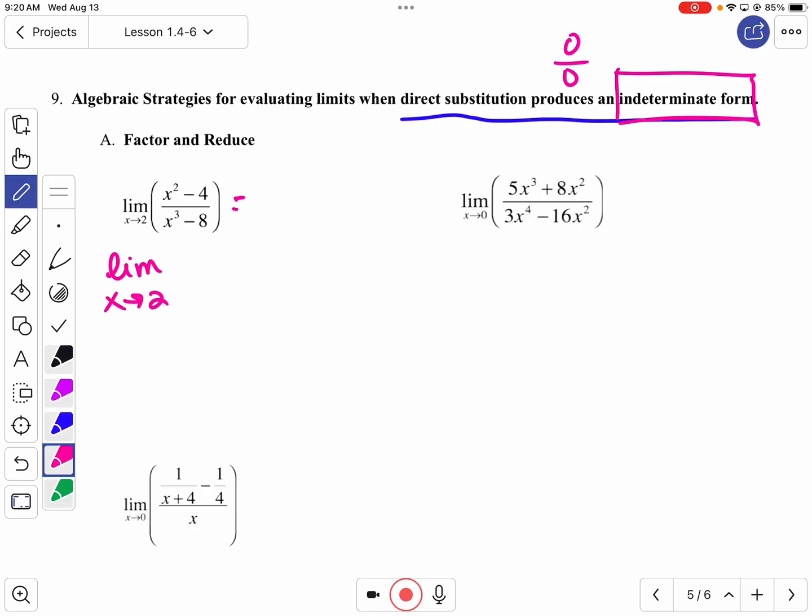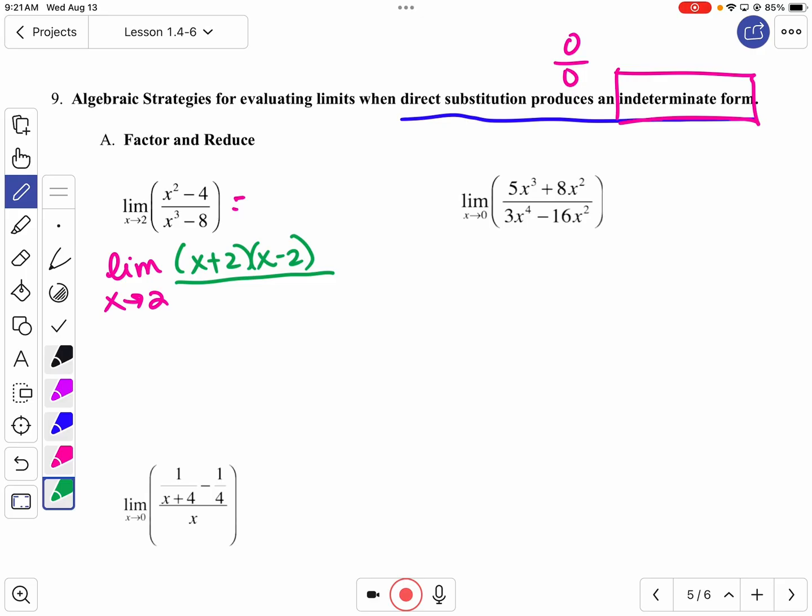So notation is going to be the biggest thing. You drop a limit when you substitute. So right now I'm not substituting. How would I factor x squared minus 4? Good. x plus 2, x minus 2. So that's how we factor the numerator.